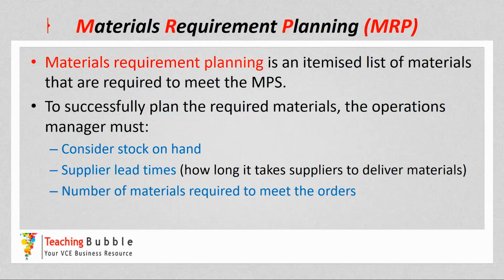Also, supplier lead-in times, which is how long it takes suppliers to deliver materials. Some suppliers can deliver materials that day, while others will take time to meet the order that a business is putting in. Also, the number of materials required to meet the master production schedule. So that's important. There are some of the key points when dealing with materials requirement planning. But essentially, it's just an itemized list of materials that are required to meet the orders that are being received, or the master production schedule.